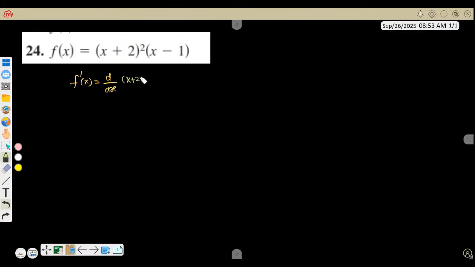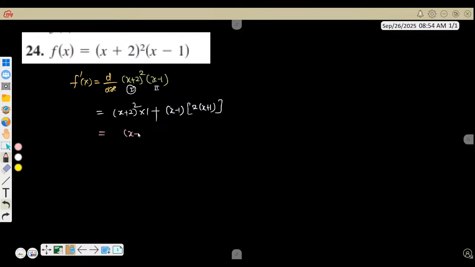So (x plus 2) whole square and (x minus 1). Now you can see this is the first function and this is the second function. So I am going to keep the first function the same, times the derivative of the second, which is 1. Then plus, the first remains the same, derivative of the second, which is 2 times (x plus 1). I hope you got this.